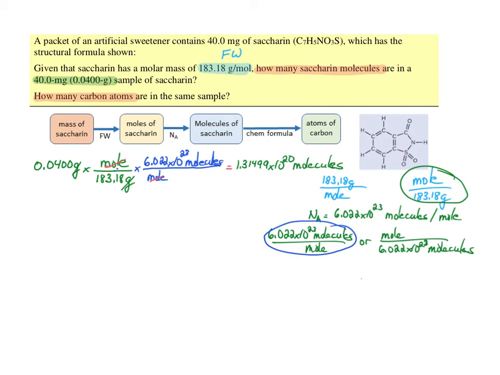Let's look at sig figs. We have 3 sig figs here. Those two trailing zeros count. The initial leading zeros do not. 5 sig figs, 4 sig figs. So we can only report our answer to 3 sig figs. We're going to have to round down. Our final answer for molecules is 1.31 times 10 to the 20th molecules. Okay, so that's our first answer.